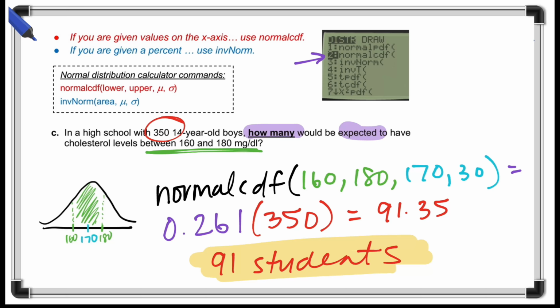So another way you can think about it is, if 26%, because this would technically be your percent, if 26% are expected to be there, now 26% of the 350 students we're looking at would be in this level between 160 and 180.